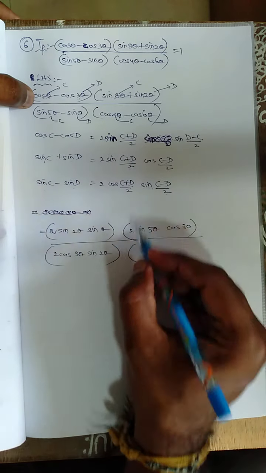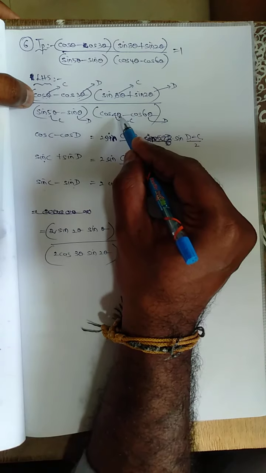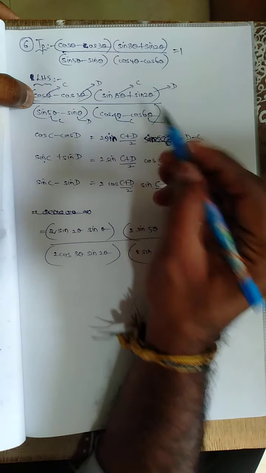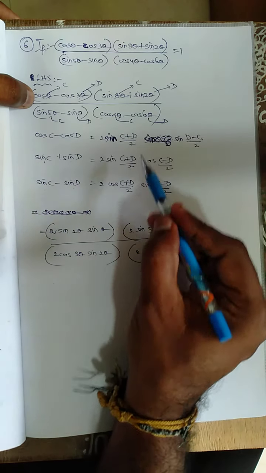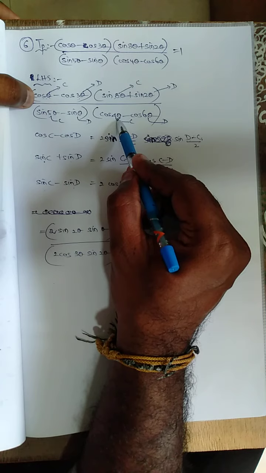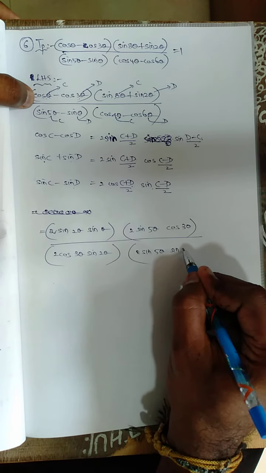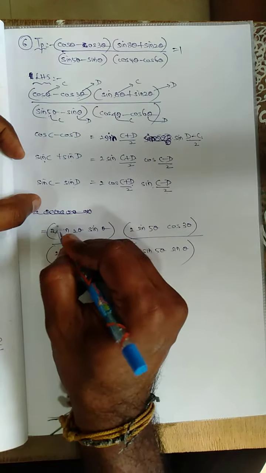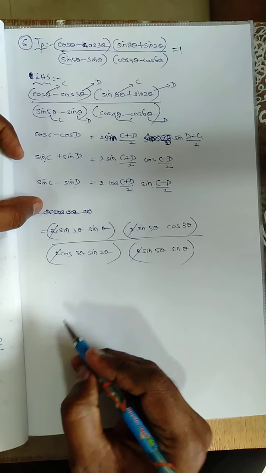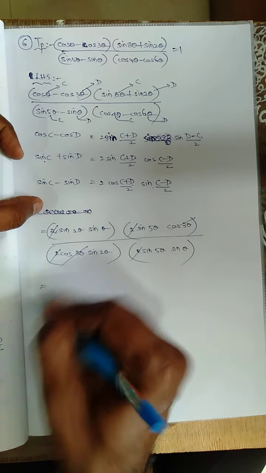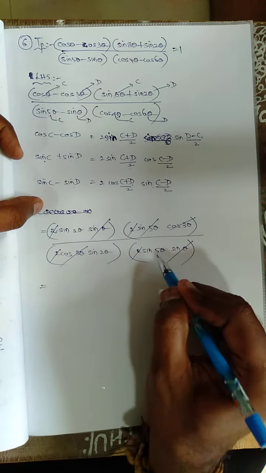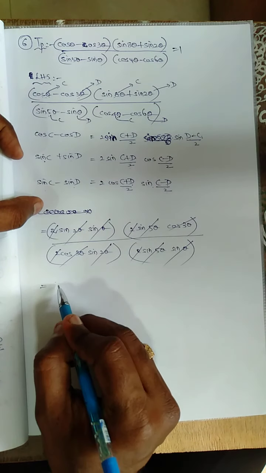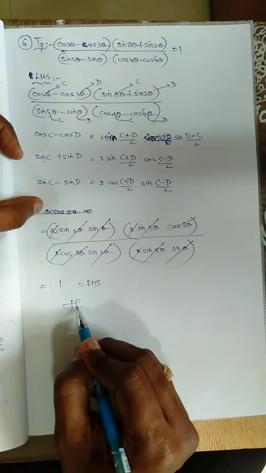Next, the last formula, cos C minus cos D. Once again the same formula: 2 sin (C plus D), 10 theta by 2 is nothing but 5 theta. Next, sin (D minus C): 6 theta minus 4 theta, 2 theta, 2 theta by 2 is nothing but theta. So the 2 cancels. Next, cos 3 theta, sin theta, sin 5 theta, sin 2 theta, all things cancel, equal to 1 RHS. Hence proved.